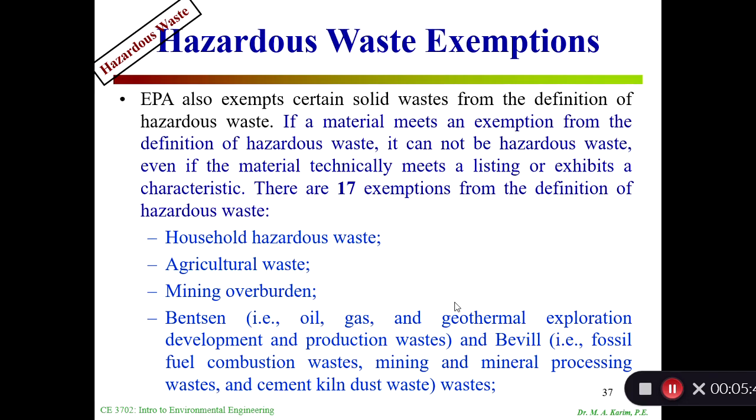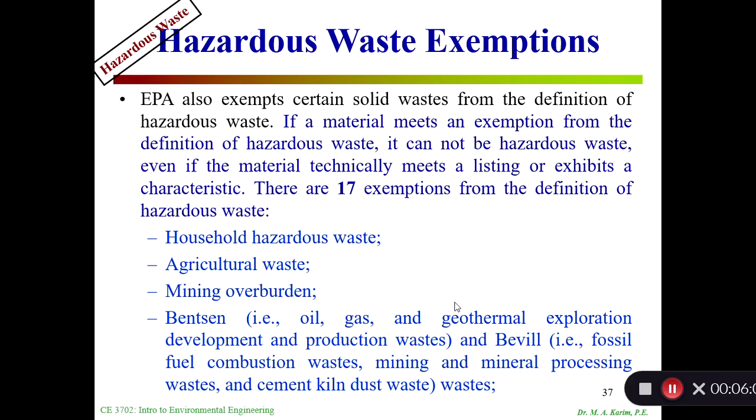Now the exemptions. The EPA also exempts certain solid wastes from the definition of hazardous waste. If a material meets an exemption from the definition of hazardous waste, it is a solid waste, but it doesn't meet the requirements of what is called hazardous waste. It cannot be hazardous waste, even if the material technically meets a listing or exhibits a characteristic.